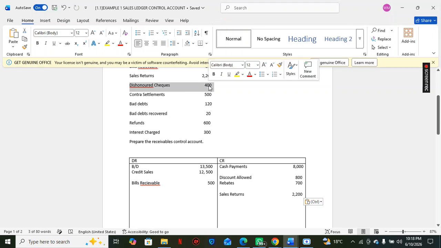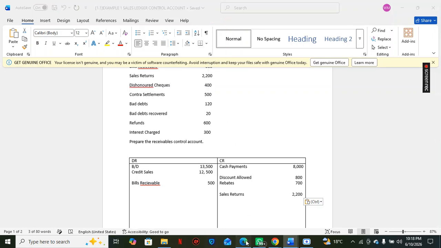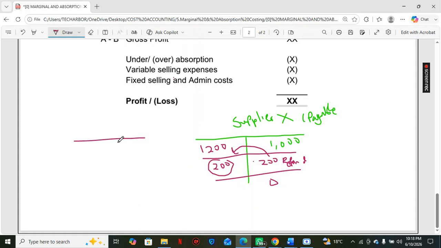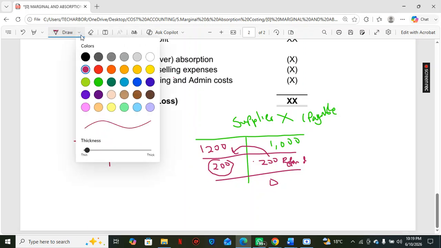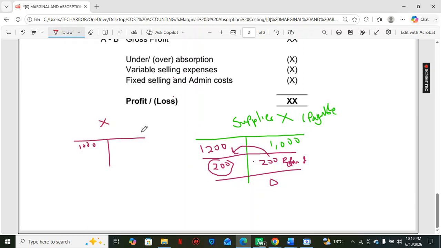Dishonored check. Remember how a dishonored check works? A customer pays you by check. Let's say they were owing you 1,000. Then they pay you by check, they give you 1,000. So you initially credit this customer to say they've paid me, so they're not owing me anything.